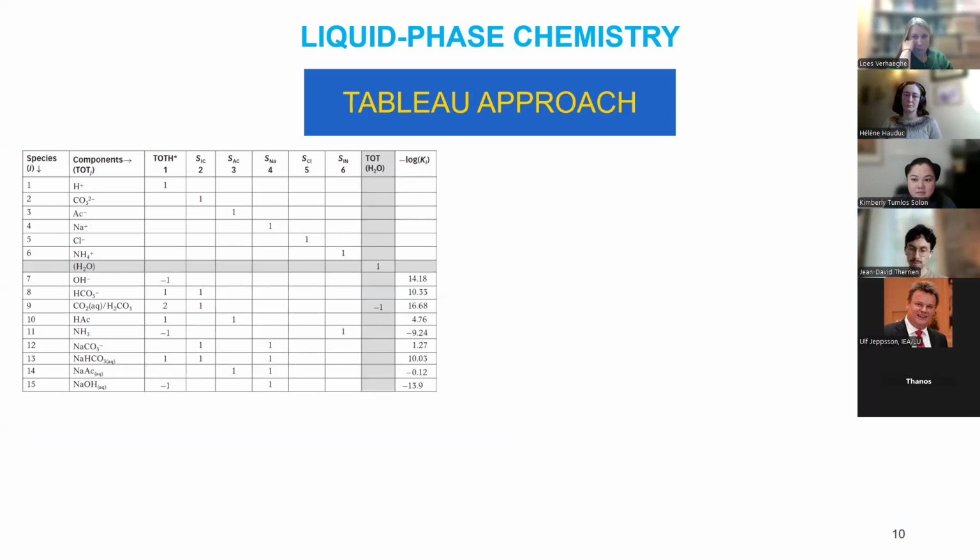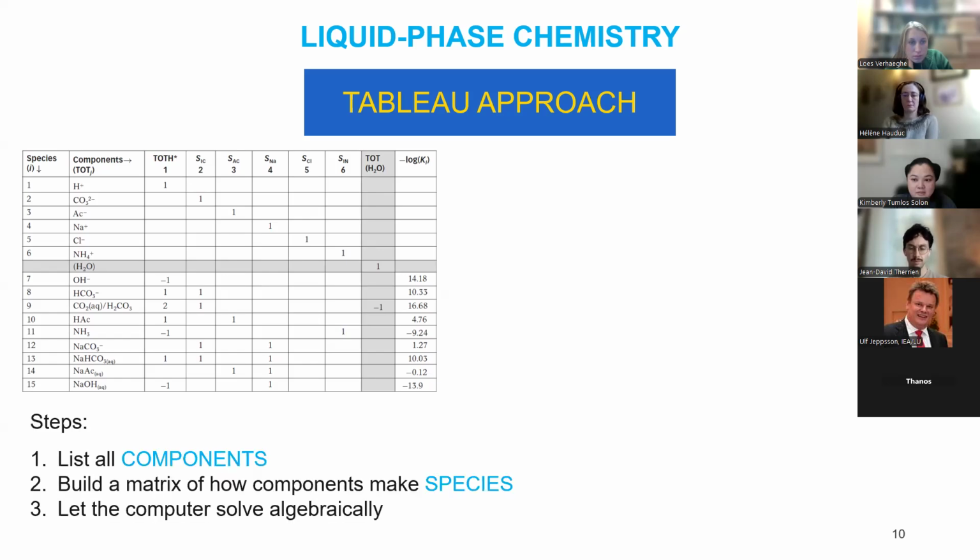Now, since we can have a lot of components and therefore a lot of species in our wastewater, it's important that there's a way to organize all our equations systematically. So we actually use what we call the tableau approach. It is a matrix wherein the species are written in the rows and the components are in the columns.